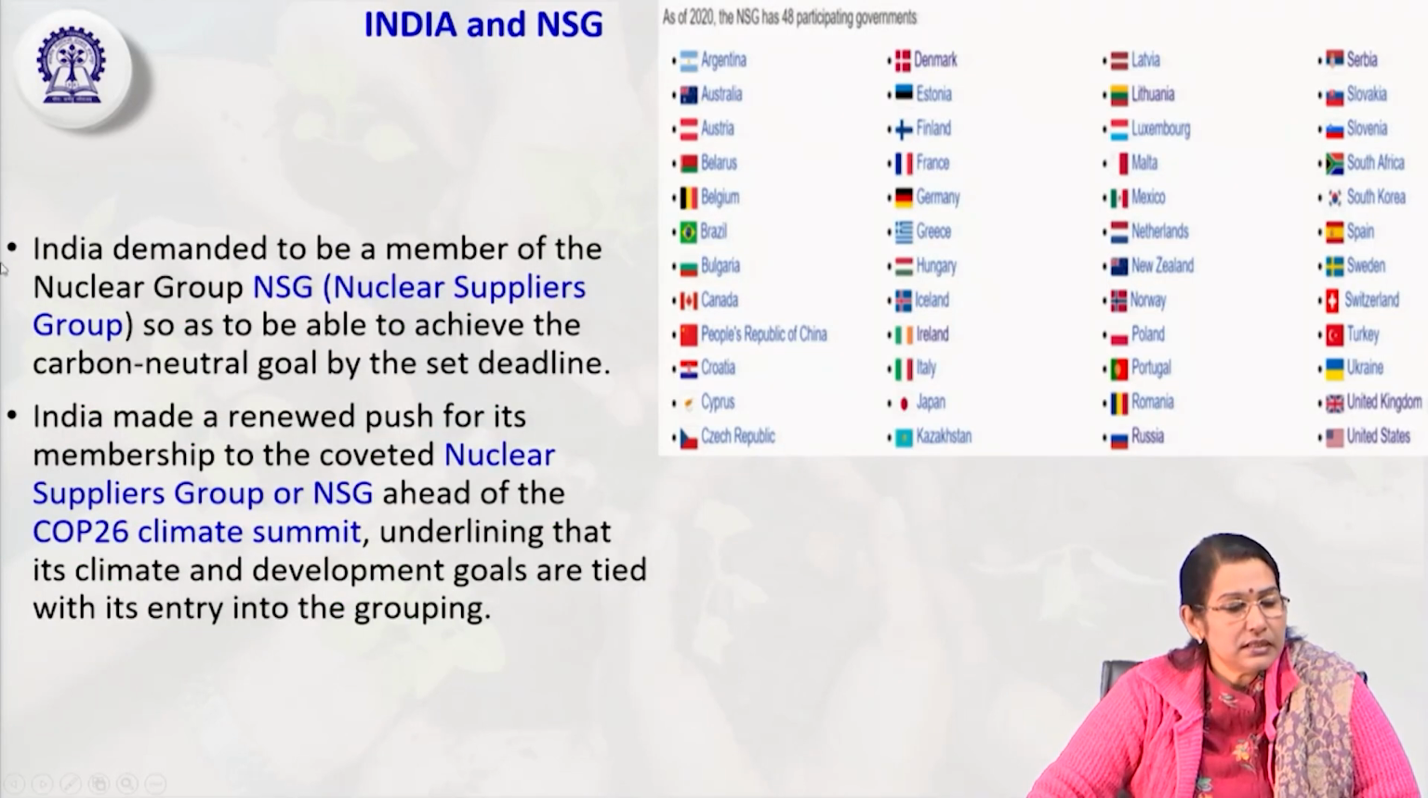Similarly, regarding India and the NSG, the Nuclear Suppliers Group, India's demand to be a member of the NSG is aimed at achieving the carbon neutral goal by the set deadline. India also made a renewed push for membership of this coveted nuclear suppliers group ahead of the COP26 climate summit, underlining that its climate and development goals are tied with entry into the grouping. As of 2020, the NSG has 48 participating governments, and India has pleaded to become one member of this group.